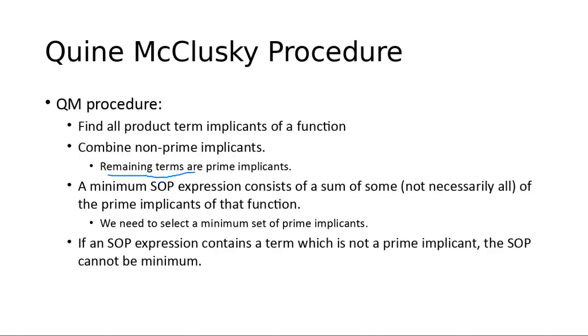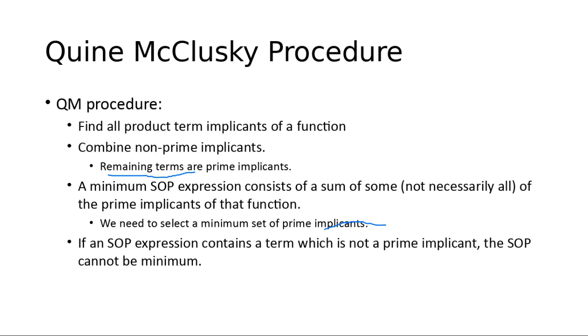Remaining terms are prime implicants. A minimum sum of products expression consists of the sum of some, not necessarily all, of the prime implicants of that function. We need to select a minimum set of prime implicants. It is your decision. You have to decide the simplest expression for the results.